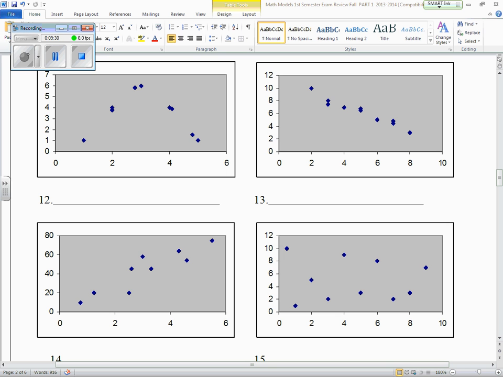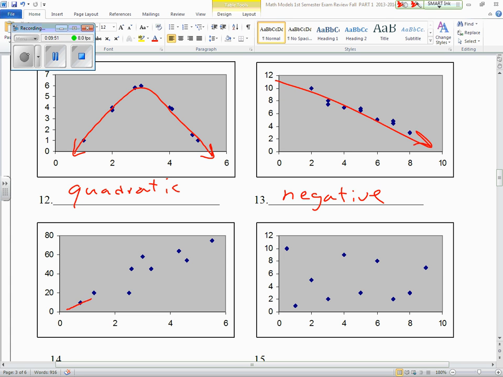All right, quadratic. I like that one for quadratic. So 10 quadratic, or is that 12? That's 12. 12 is quadratic. What's 13? Go with positive on this one. It's kind of a weak positive, but we'll go with positive. And then, I can't tell if this is going down or up, or if it's straight. I can't tell. So no correlation.